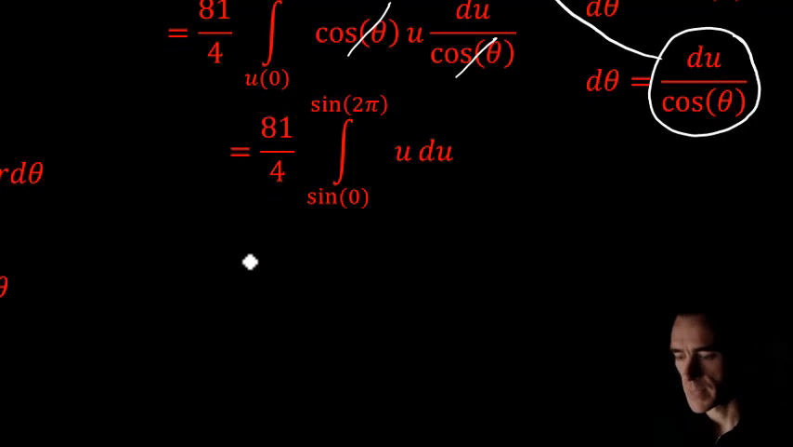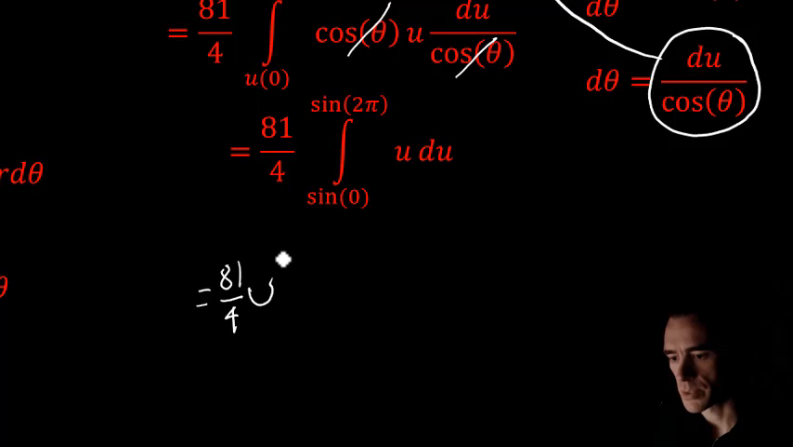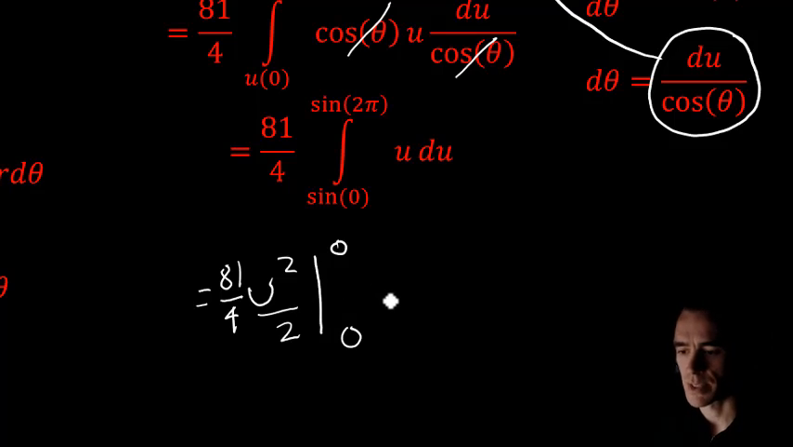Now, this is pretty straightforward from here. We take the integral of u du. Let's keep this 81 over 4 out front, and we've got u squared over 2. We're going to evaluate that between sine of 2 pi, which is 0, and sine of 0, which is 0. So as you can see, this is just going to equal 0, because you plug 0 in for u on both sides.